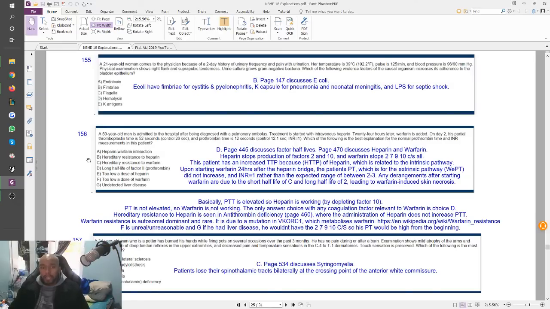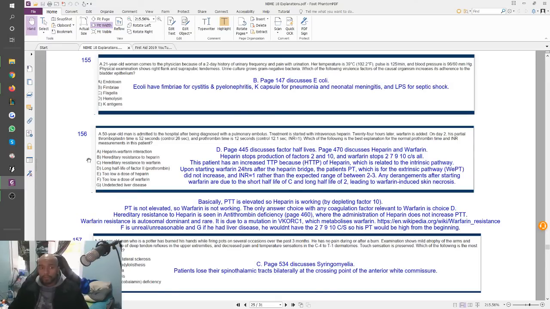Any derangements after starting warfarin are due to the short half-life of protein C and long half-life of factor 2, leading to warfarin-induced skin necrosis. Okay, so you always pick either one of those answer choices. Either the correct answer choice will be because protein C has a very, very, very short half-life, or because factor 2 has a very long half-life. So basically, not enough time has passed. That's it. All right. So remember, warfarin is for chronic treatment. This is only day 2.